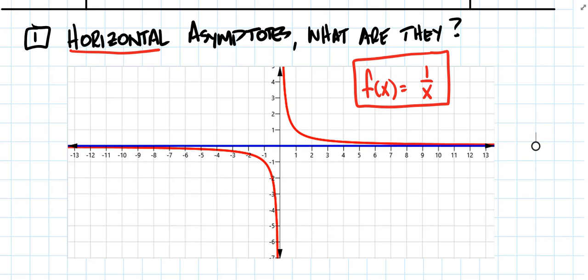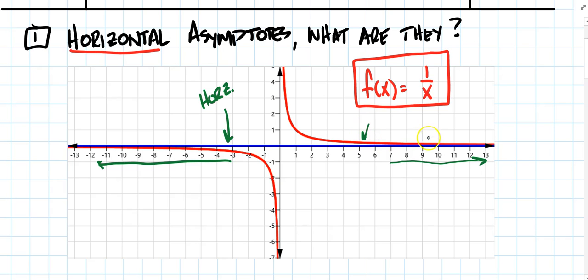The graph that we're working with so far is the most basic rational function. It's the graph f of x equals 1 over x. The idea here is that this blue horizontal line is the horizontal asymptote. As our x values get bigger and bigger, or smaller and smaller on the left, the function behaves more and more like the horizontal asymptote, the line y equals 0. That blue line is the line y equals 0.